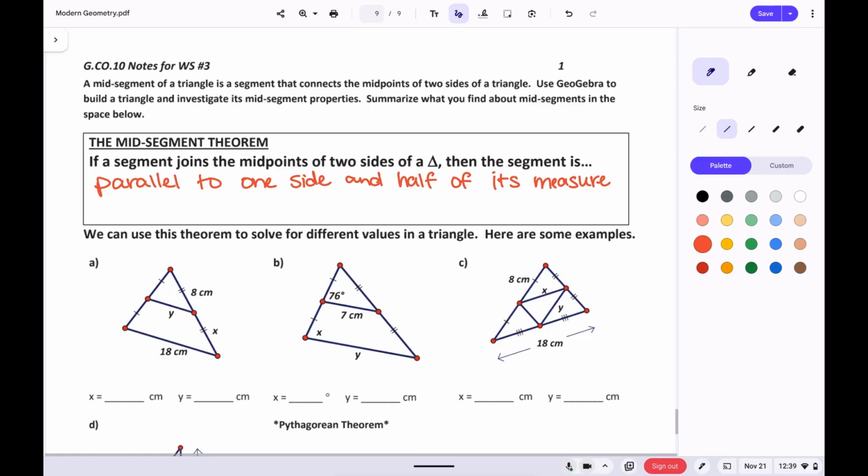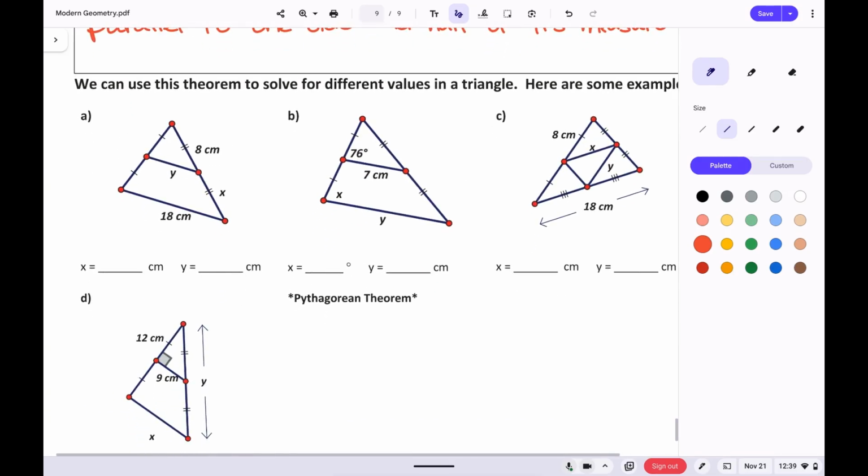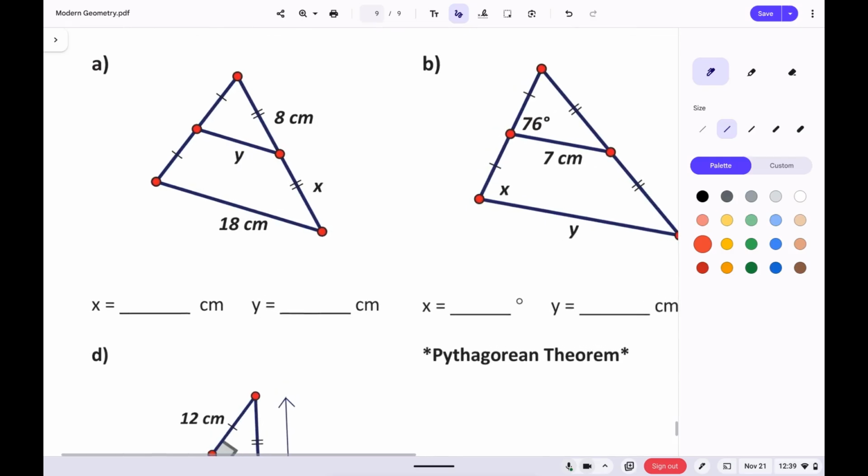So down below we have some triangles, and you can see by looking at them, some only have one mid-segment drawn in, some have all three, but we want to continue to think about what we just discovered. If you can recognize that there's a mid-segment, there should be a side on the triangle that it's parallel to, and then their measure should have that connection that we just discussed. So let's take a look here at letter A. I want to solve for both X and Y.